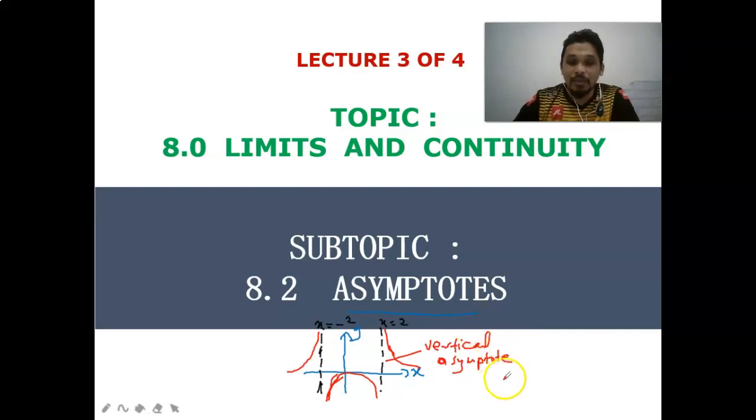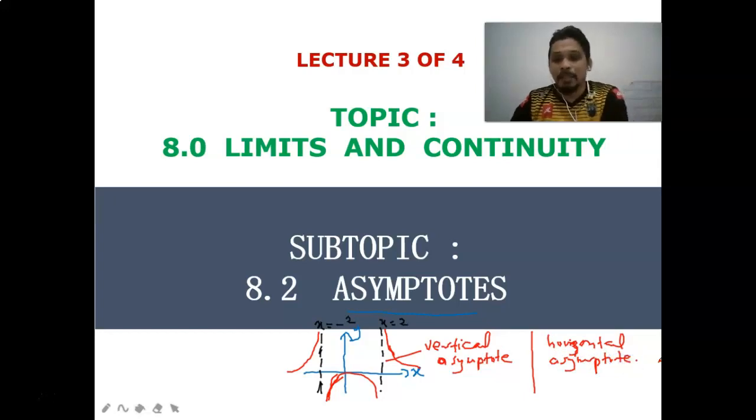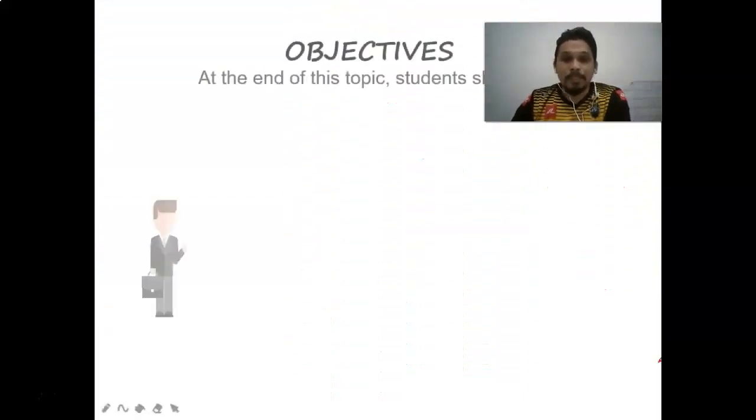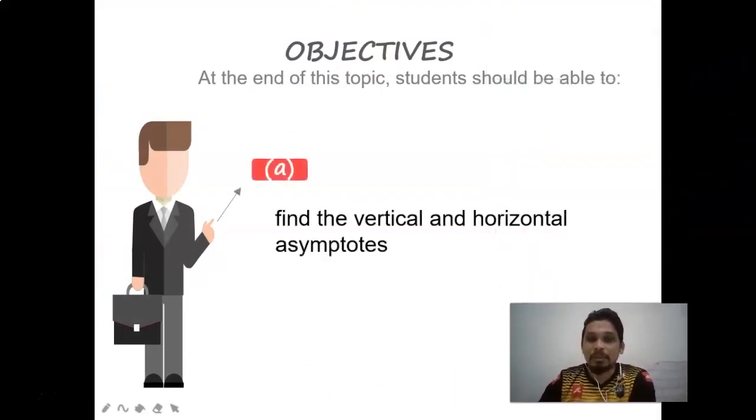And there is also, let's say, a horizontal line, and the graph is just getting closer to the line, then we call that a horizontal asymptote. So the objective here is that we are going to find the vertical and horizontal asymptotes.